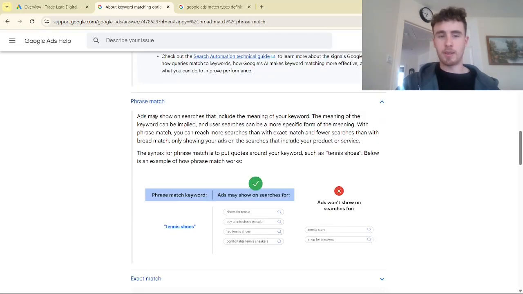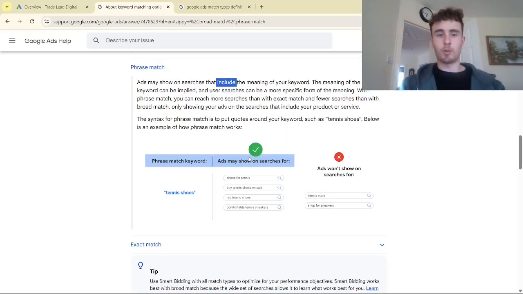With phrase match then, the ads may show on searches that include the meaning of your keyword, and the keyword there being include, because phrase match searches don't have to mean the same thing as your keyword. So the intent doesn't have to be the same as long as it includes that intent. So this is something to be careful of as well, because a lot of the searches that you appear for under phrase match, you'd actually get really good keyword ideas inside your search terms report that can be added as new keywords to your campaign. But then you might also get a lot of irrelevant searches as well that have to be added as negatives. So it's almost half and half the amount of relevant versus irrelevant search terms that appear under phrase match.